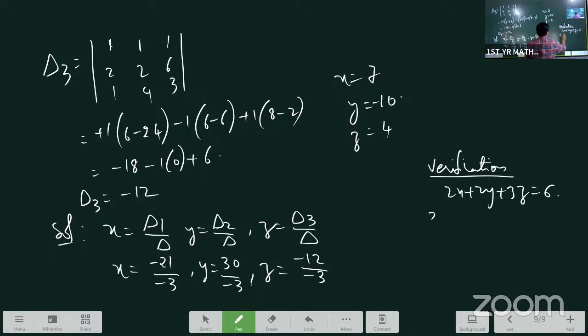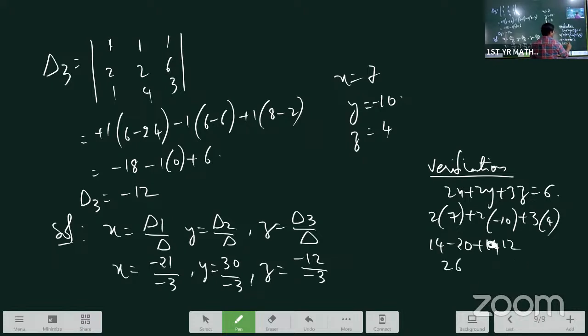Now let us have a look. 2 into what is that x value? 7. Plus 2 into what is your y value? Minus 10. Plus 3 into what is your z? 4. So 2 7s are 14, minus 20, plus 3 4s are 12. 12 plus 14 is 26, 26 minus 20. What I'm getting is 6, which is your RHS. It means whatever the answer you got, it is correct.